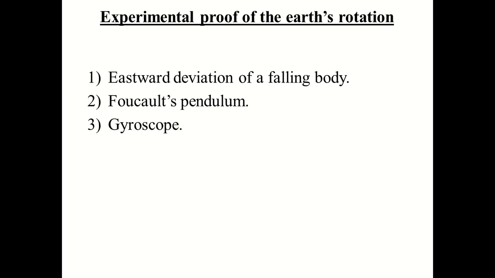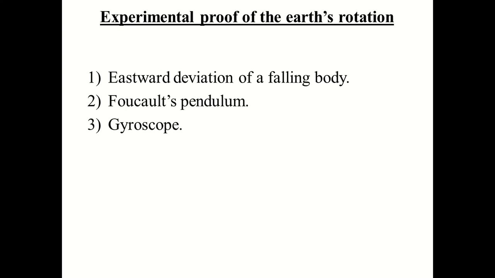Another thing is the gyroscope, which is actually a measuring device using which we can measure the angular velocity of Earth about its own axis. So we'll see each one of these three cases very briefly.